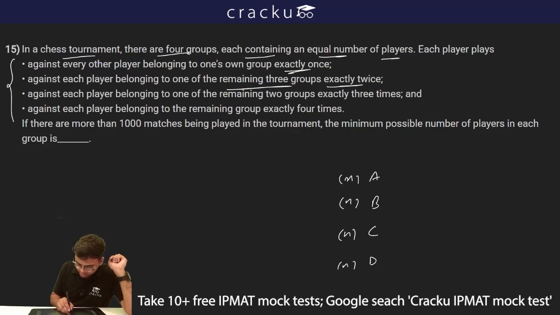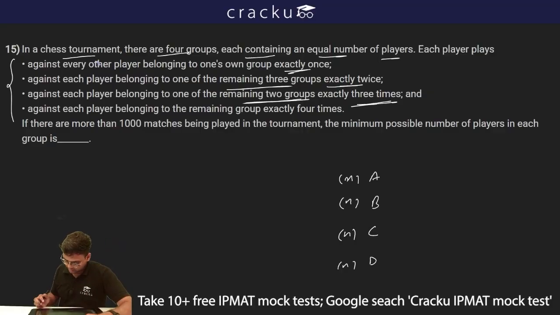Against each player belonging to one of the remaining 2 groups. So after this first and second, against each player belonging to one of the remaining 2 groups. What are the 2 groups remaining? And it is playing for 3 times exactly. And against each player belonging to the remaining group. So whatever the group, apart from the first 3 conditions, whatever the group is remaining, they are playing it for 4 times. So let me do one thing.